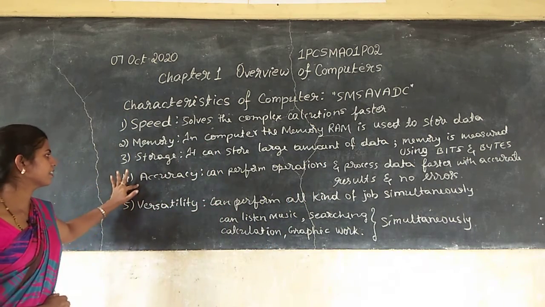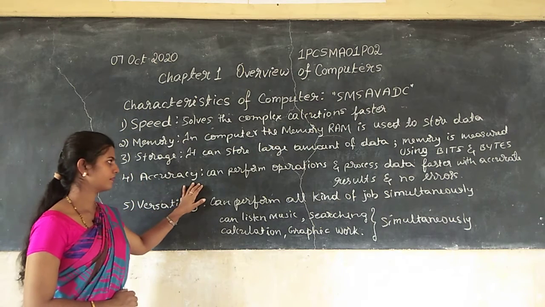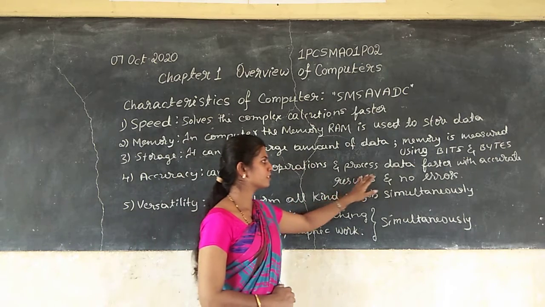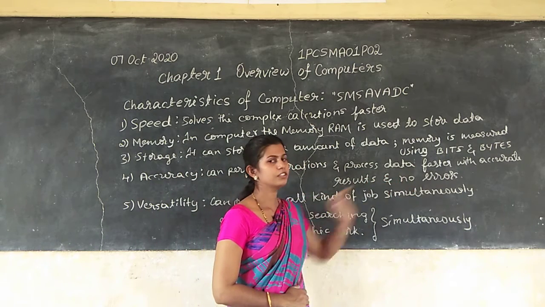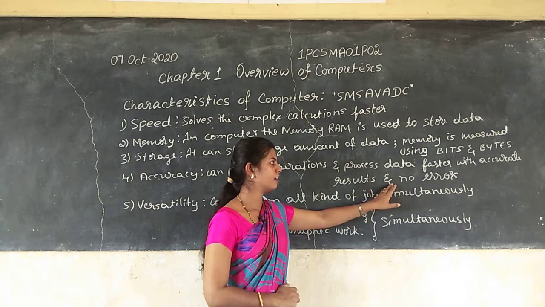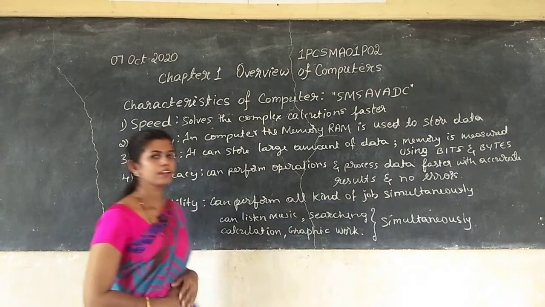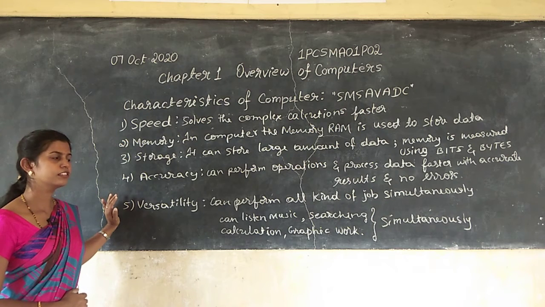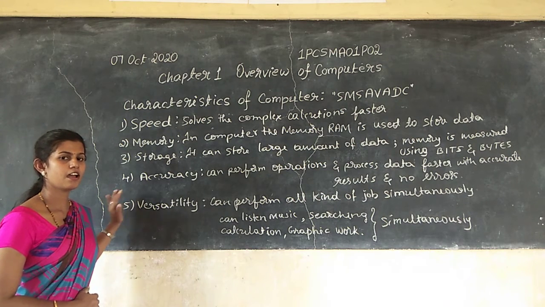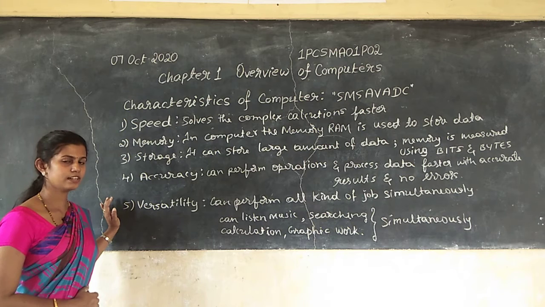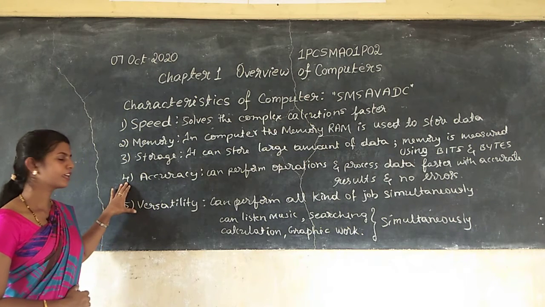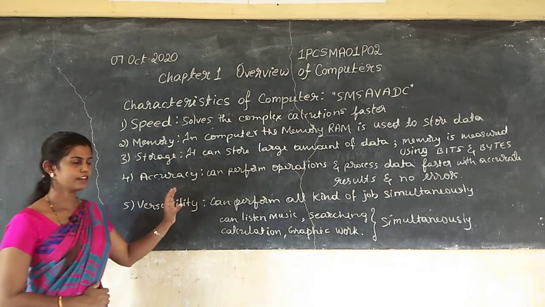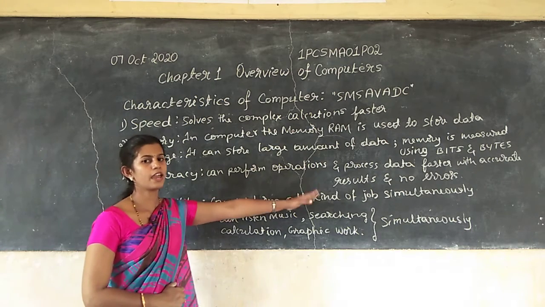The next characteristic is accuracy. The computer can perform operations and process data faster with accurate results and no errors. Computer can always solve problems giving accurate results. Accurate in the sense giving 100% correct answers, with no errors.